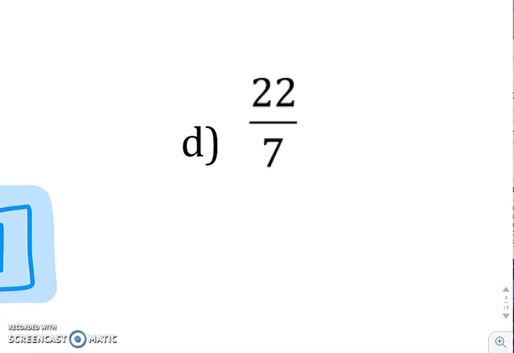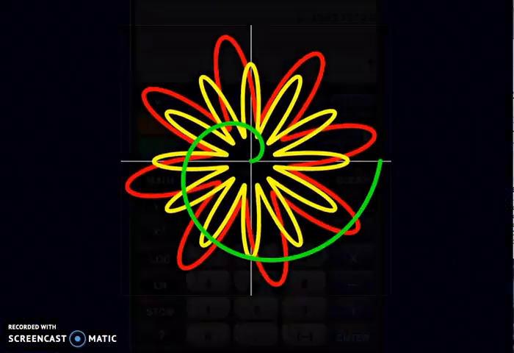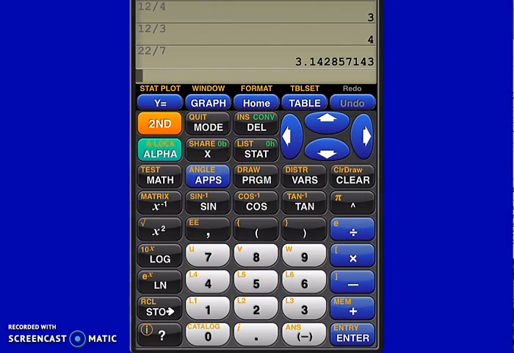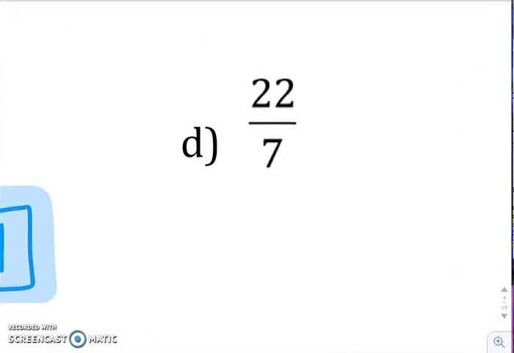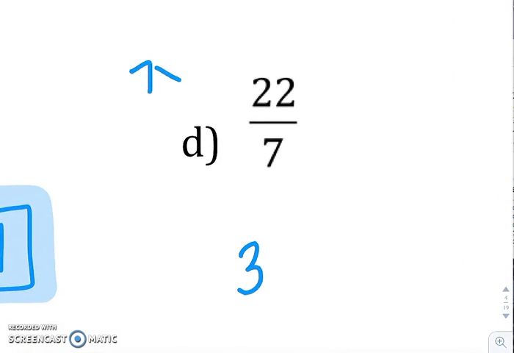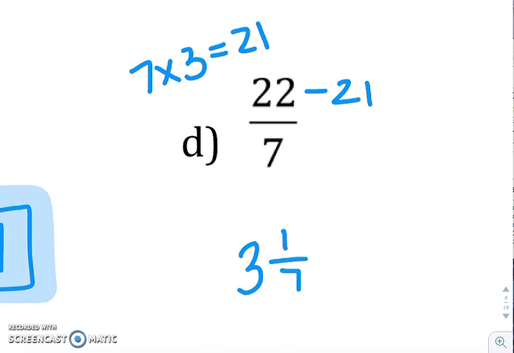D, 22 sevenths. 22 divided by 7. 3.14, some more decimals behind there, but the whole number we're going to have here is 3. So 7 times 3 is 21. So how many do we have remaining? 22 minus 21 leaves us with 1. 3 and 1/7.